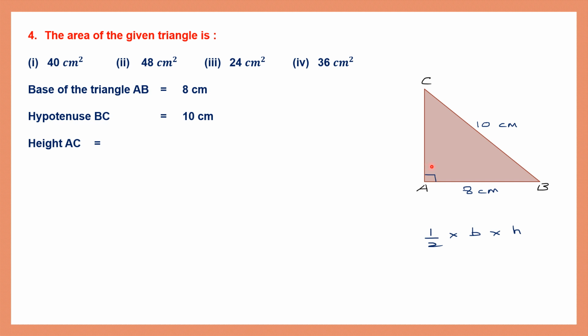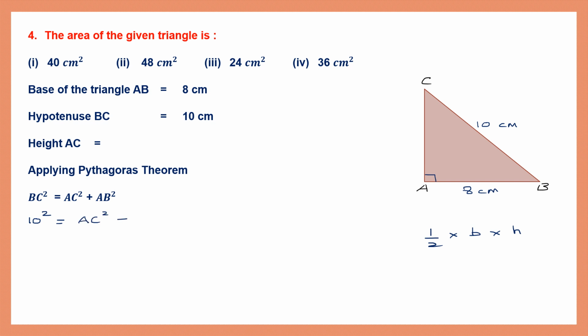We can use the Pythagoras theorem. According to Pythagoras theorem, the square of the hypotenuse is equal to the sum of the squares of the other two sides. So let's apply the Pythagoras theorem. According to that, BC square, that is the hypotenuse, is equal to the sum of the squares of the other two sides. So let's substitute. Now BC is already given to us, so that is 10 centimeters. 10 centimeters square is equal to AC. AC is what we need to find out.